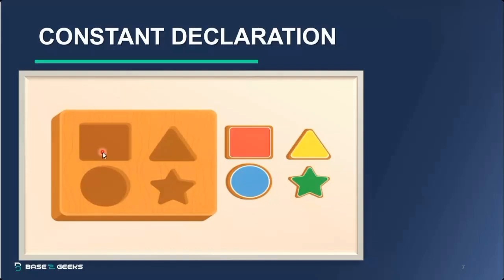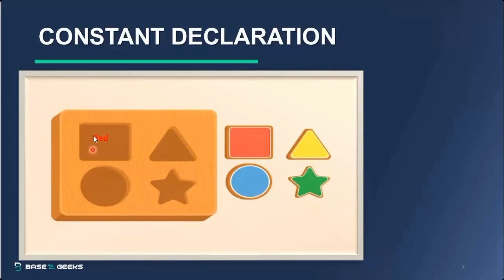See, for rectangle, I want to insert only red. For triangle, I want to insert only yellow. For circle, blue, and for star, green. So this is constant. Can you understand? So this rectangle will not accept any other color. Okay. So see, I'm going to try this.